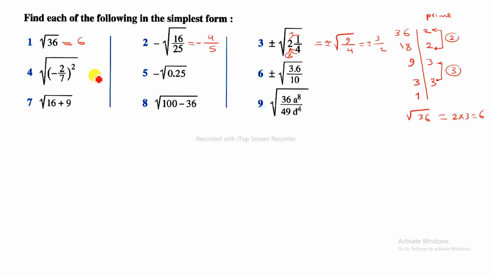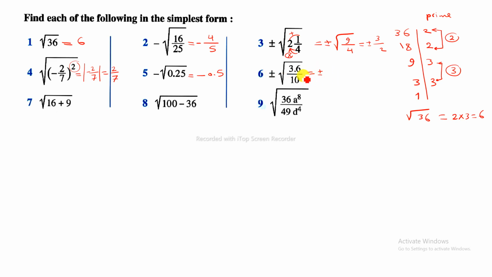And so on. Square root of negative 2 over 7 to the power of 2. Of course, you can use the calculator. But without using the calculator, here the power is 2, so the absolute value of negative 2 over 7 is equal to 2 over 7. Negative square root 0.25, so we keep the negative and take the square root of 0.25 by using the calculator, 0.5.